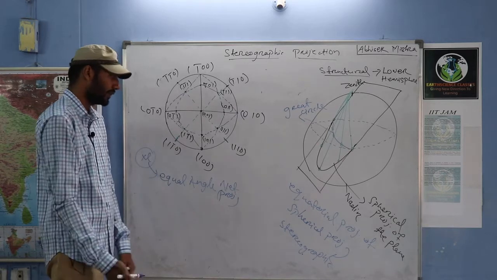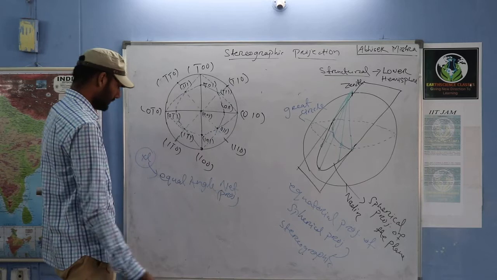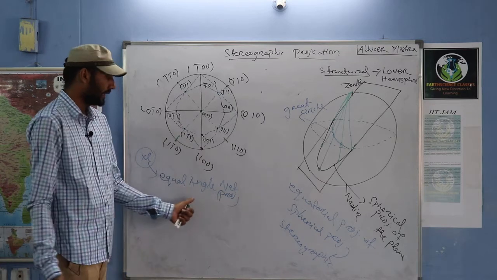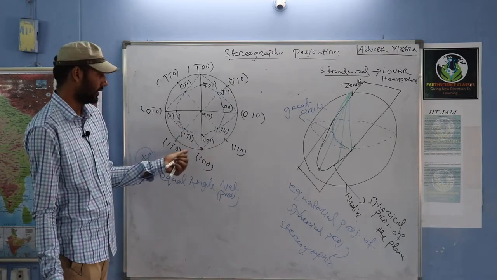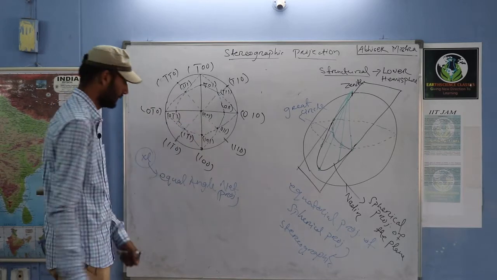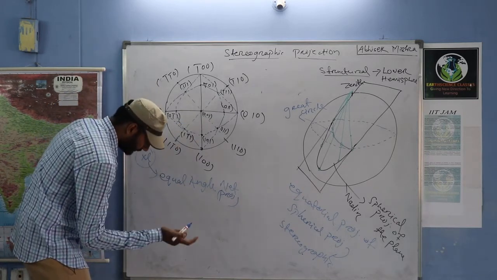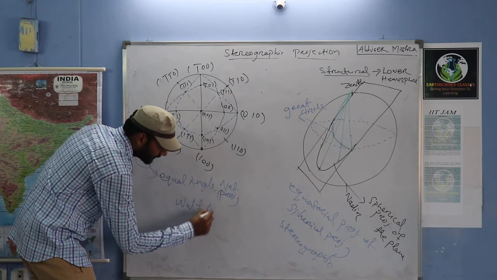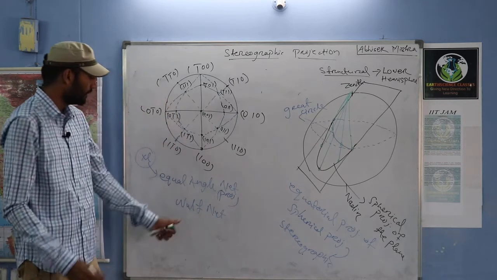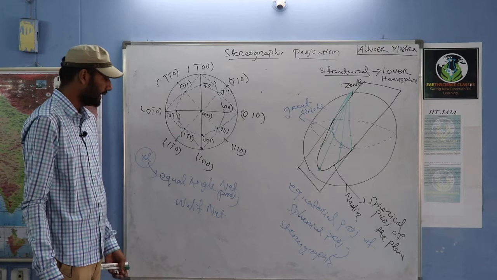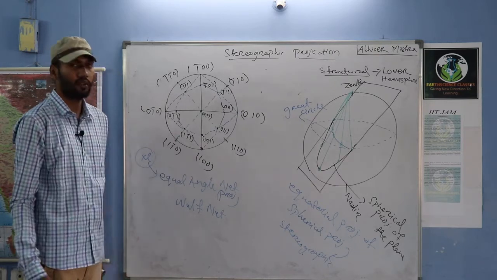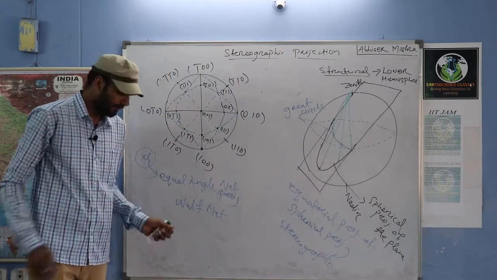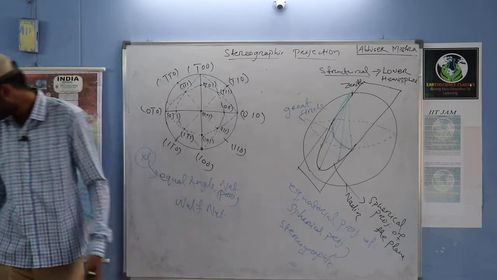I will show you the stereo net if possible, or else you can search on the net also. The equal angle net is used in crystallographic projection. It is also known as, I forget, I think it's the Wulff net. Yes, the Wulff net is your equal angle net, which is used in crystallography. I think this is all about crystallographic projection. Then I will move again to structural.